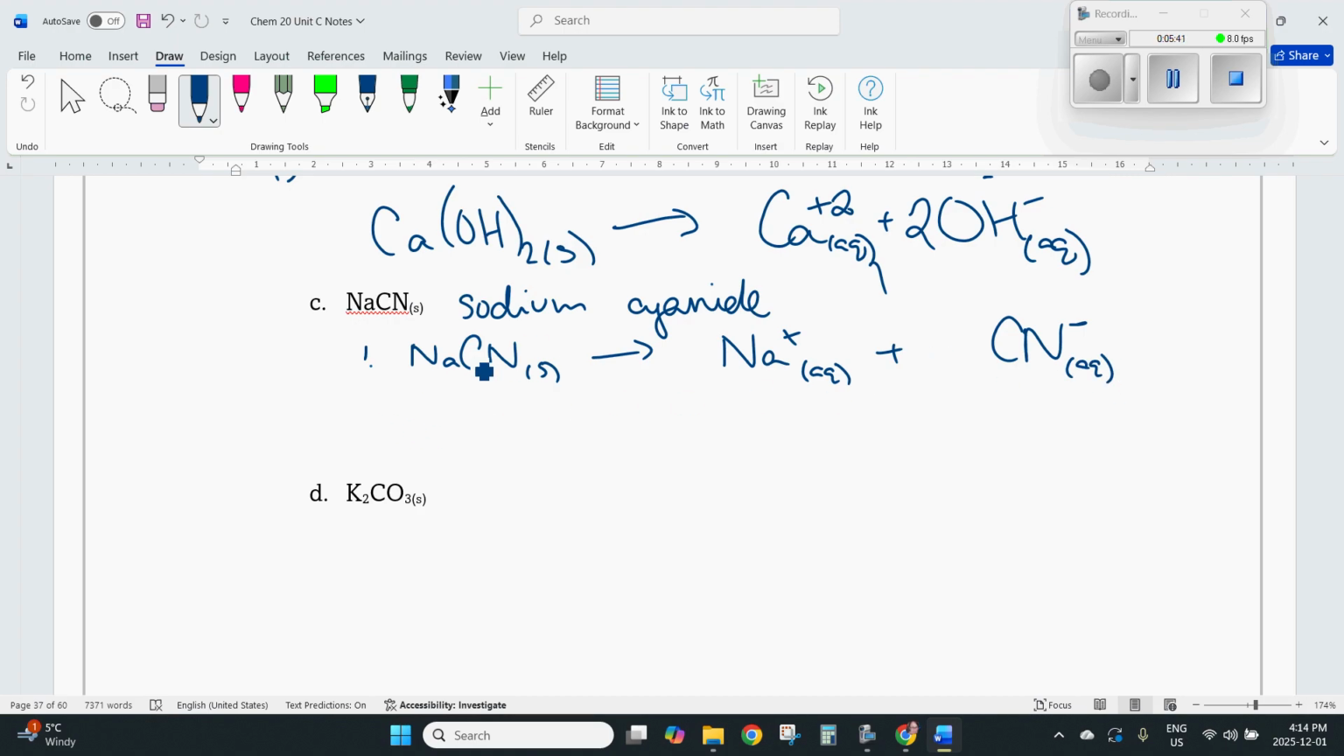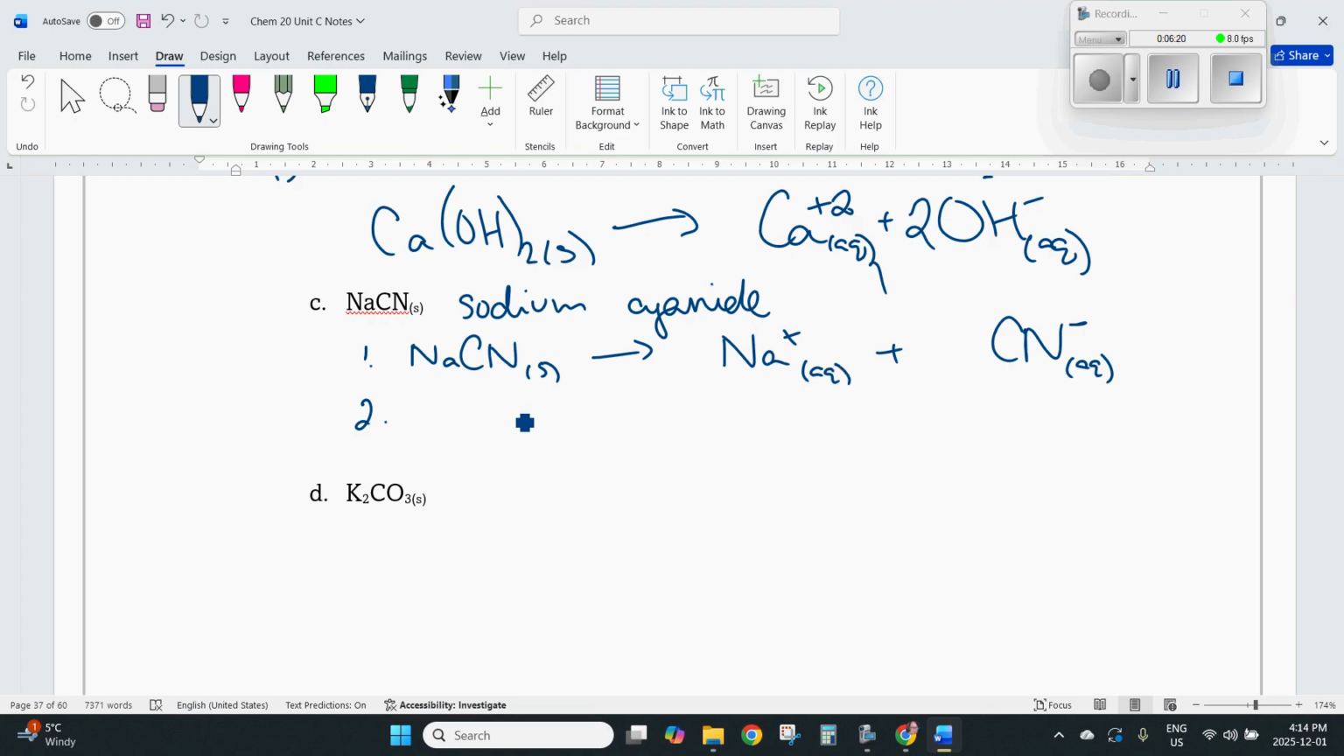Second step, and that is balance, because 1 Na, 1 Na, 1 C, 1 C, 1 N, 1 N, zero charge on both sides. So step 2, whenever you have your ionic compound dissociating and you look at your products, you have Na positive and CN minus. If you don't have an H at the beginning of your negative ion, then it has to be acting like a base. If it had the H at the beginning, it'd be acting as an acid.